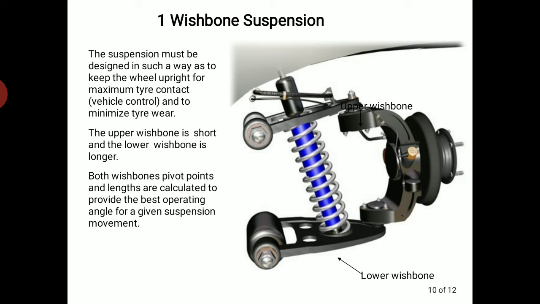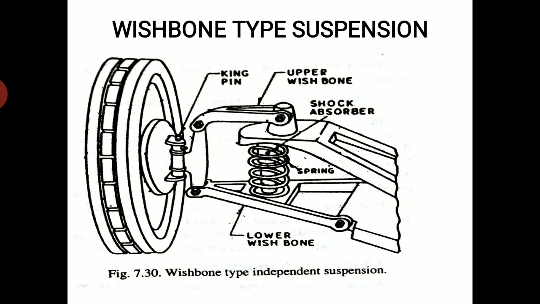The suspension must be designed in such a way as to keep the wheel upright for maximum tire contact, vehicle control, and to minimize tire wear. So the upper wishbone is short and the lower wishbone is longer. You can see here, both wishbone pivots and lengths are calculated to provide the best operating angle for a given suspension movement. This is called wishbone suspension.